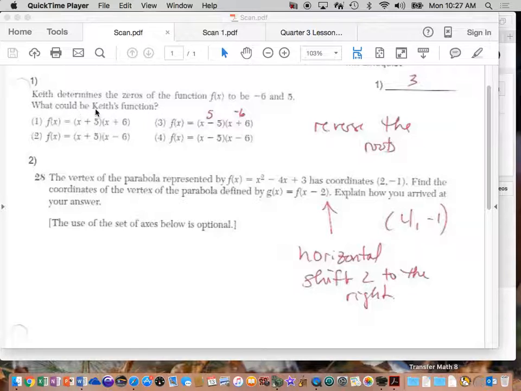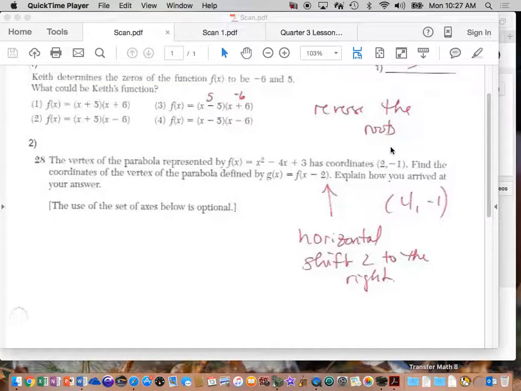All right, so first one here, we want to find the zeros or the roots. You have to reverse the roots, which means that in the package it says x minus 5 and x plus 6, because then when we make them equal to 0, we would do the opposite to get them to the other side. So choice 1 is 3, and I think virtually every person had that right.